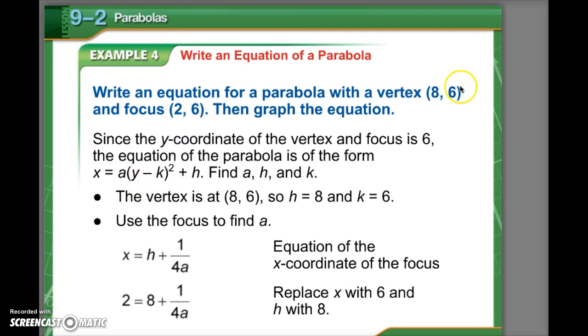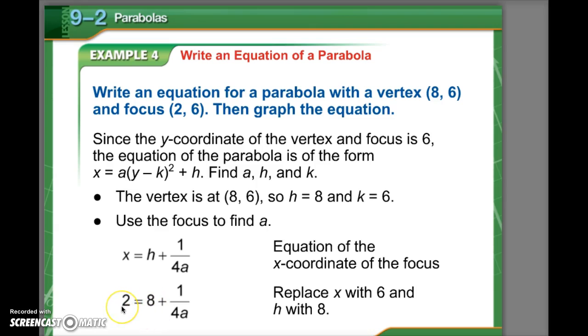Whenever the y values match, you're going to want to use that form. And we're going to need to find a, h, and k. Since the vertex is at (8, 6), that means the h value is 8 and the k value is 6. And we're going to use the formula for the focus to find our a value. So we know the formula for the focus is x = h + 1/(4a). We know that x is 2, because that's our x value in the focus. We know that h is 8 from what we already found. And then we're just going to solve this for a.